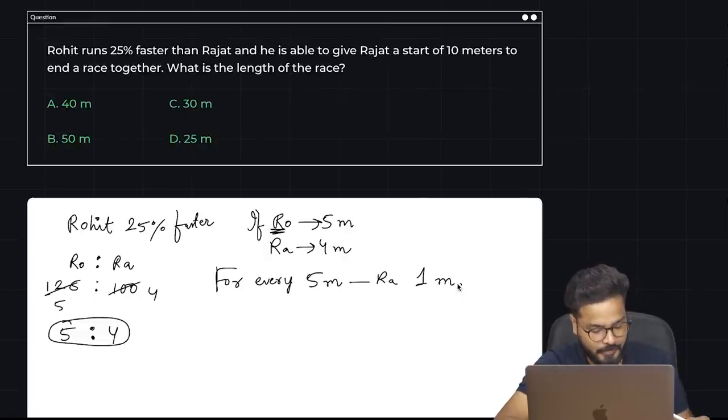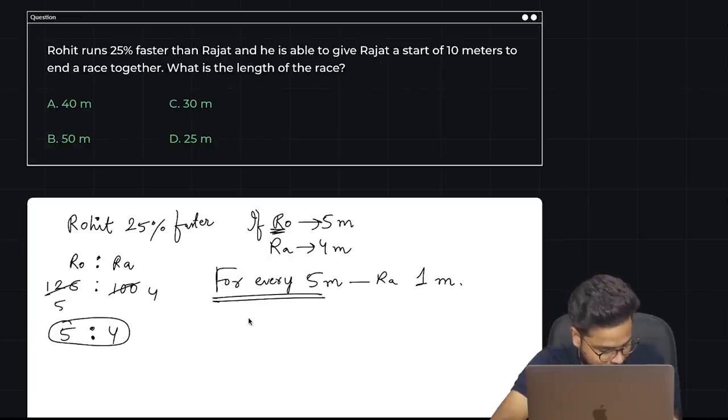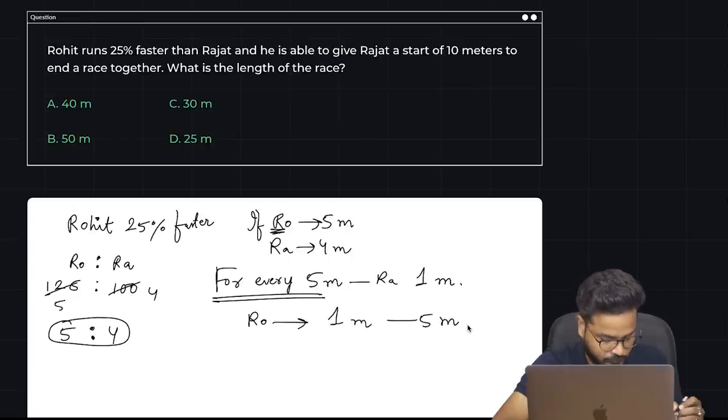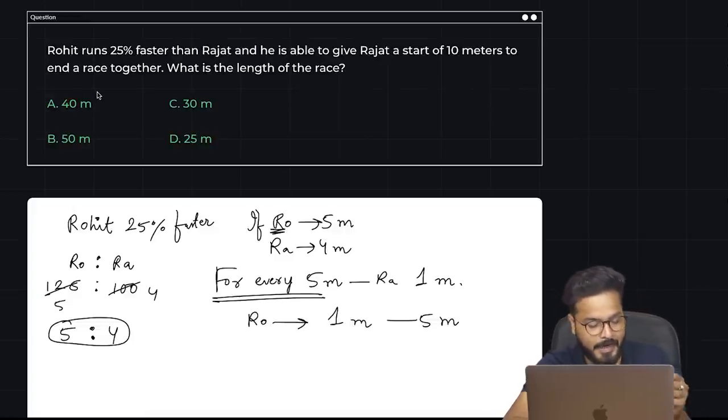Hope you get it till here as well, right? So that means, guys, for every 5 meters, Rohit will give a head start of 1 meter, because it says they have to end the race together. So let's say that the race track is 5 meters only. In that case, Rohit will give a head start of 1 meter.